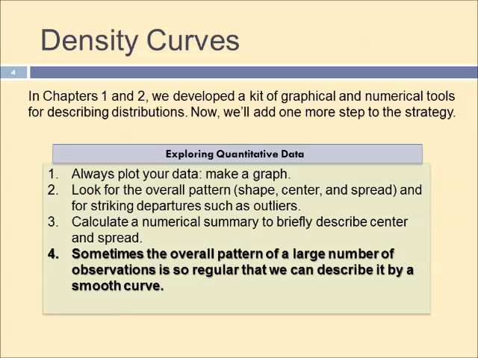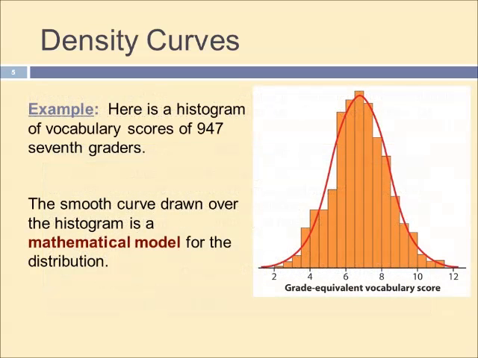Now, sometimes the overall pattern of a large number of observations is so regular that we can describe it by a smooth curve. For example, here is a histogram of vocabulary scores of 947 7th graders. If we draw a smooth curve over the histogram, this is a mathematical model for the distribution.